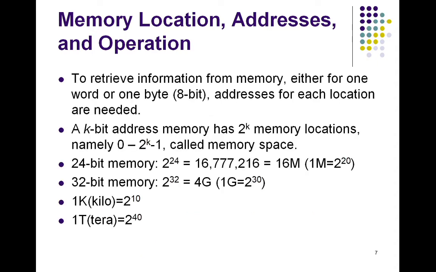Yes, here suppose we consider a k-bit address. The memory has 2^k memory locations, and these memory locations will range from 0 to 2 raised to k minus 1. So the entire collection of these memory locations is named the memory space.